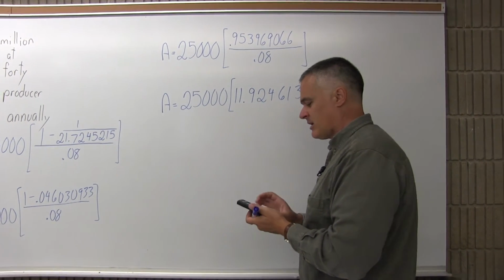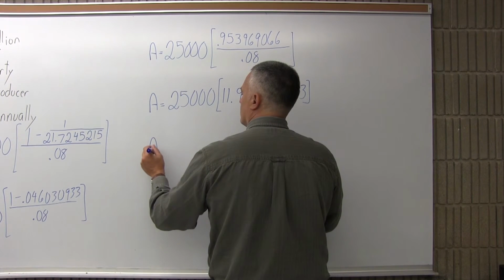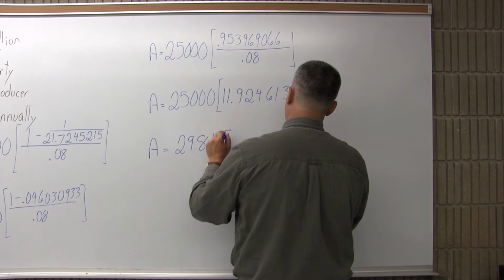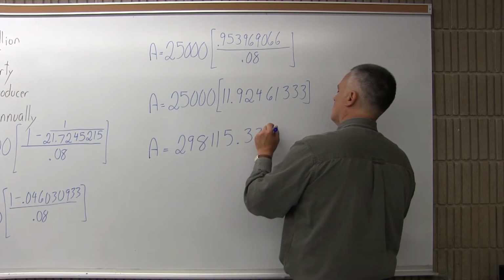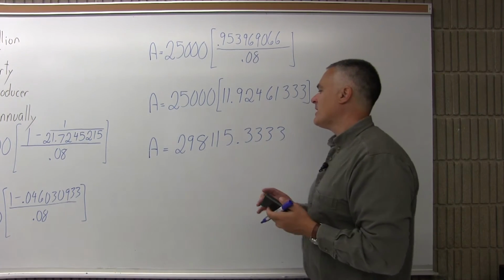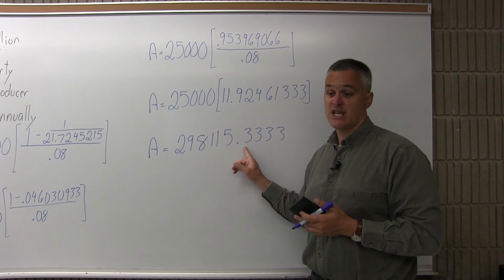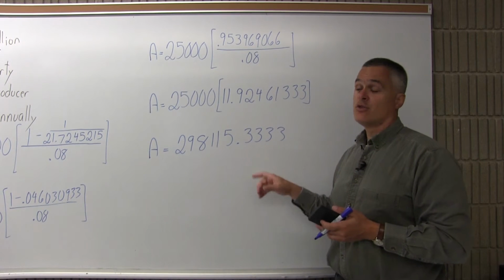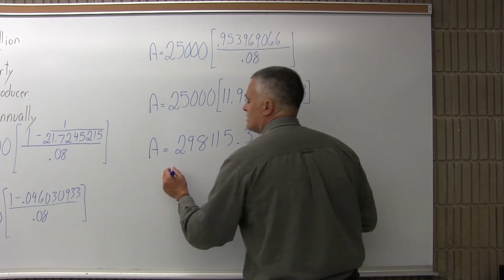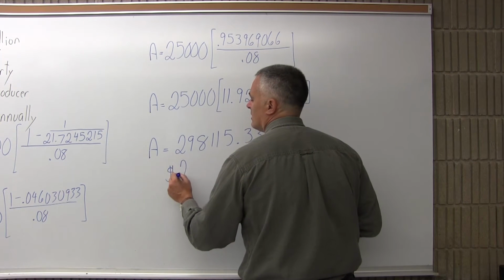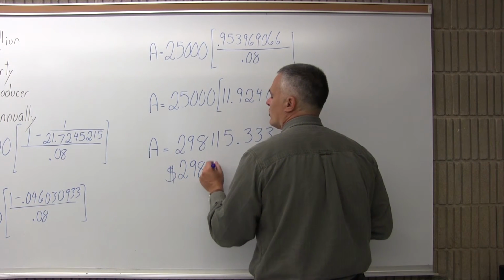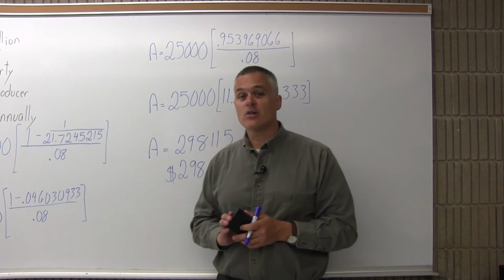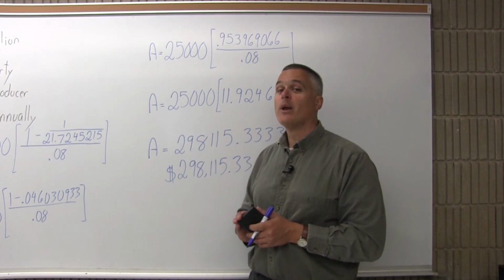Put those numbers in, multiply them, hit equals, and the answer is A equals 298,115.3333. Now again, for my final answer, I don't want to have more than 2 places after the decimal. I have 4 right now. So the 0.333, the third 3 out, isn't big enough to make it 34 cents. So my final answer will be $298,115.33. So with a little under $300,000, they'll be able to pay the winner for the season $1 million.